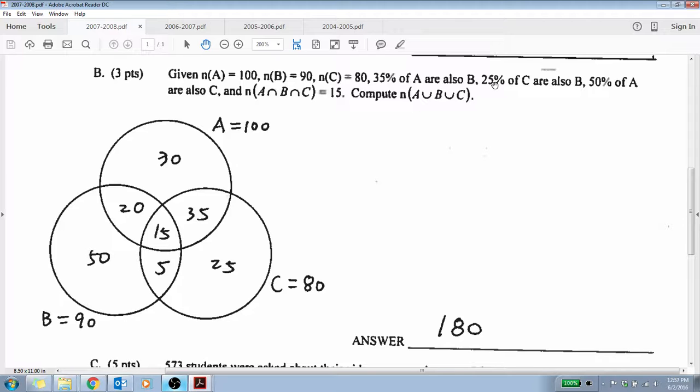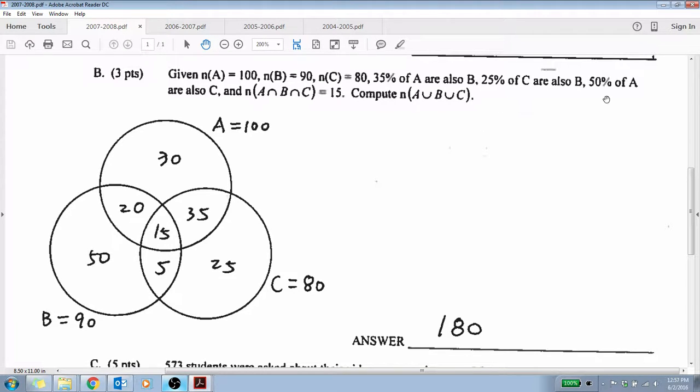Same thing for the next information. We're told 25% of C are also B. Well, 25% of C, 25% of 80 would be 20. So 20 of these C are also in B. So see where C and B intersect, it's going to be right here where they intersect. So 15 is already known. 15 plus this 5 would give you that 20 total where they intersect. So this would have to be 5.